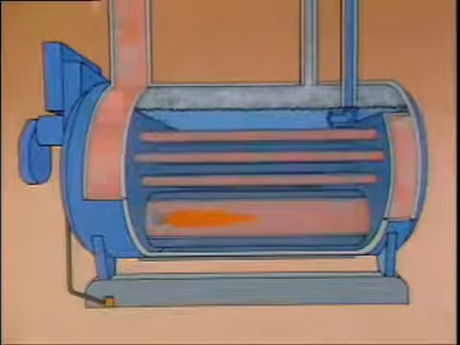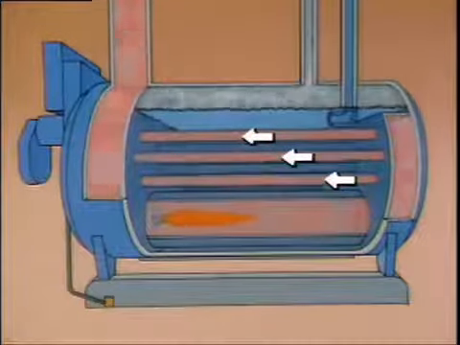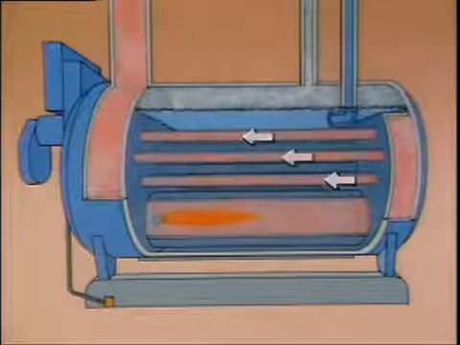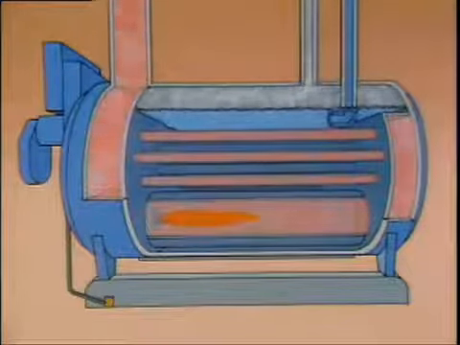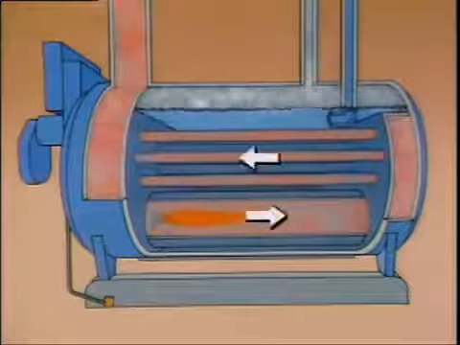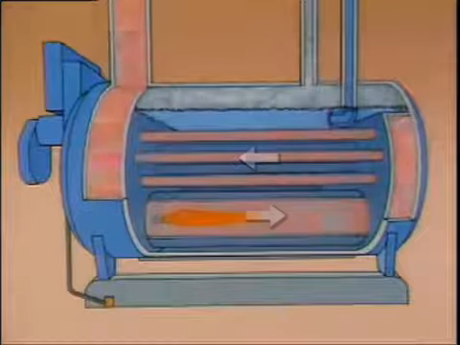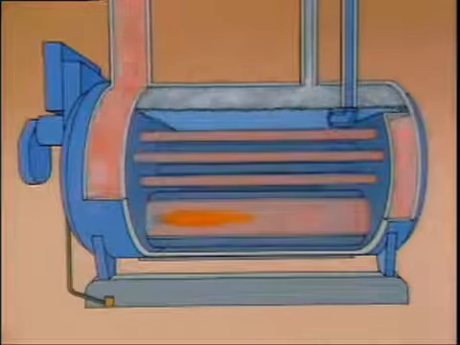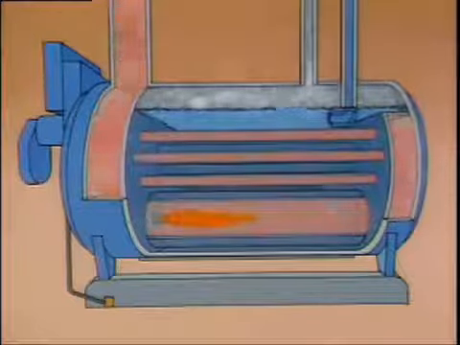The hot gases flow through the fire tubes, and additional heat is transferred to the water surrounding them. Each time the gases are routed through the shell, it's called a pass. The gases pass through 2 times in this example, so it's a 2-pass boiler. The combustion gases flow out of the boiler here in this example.